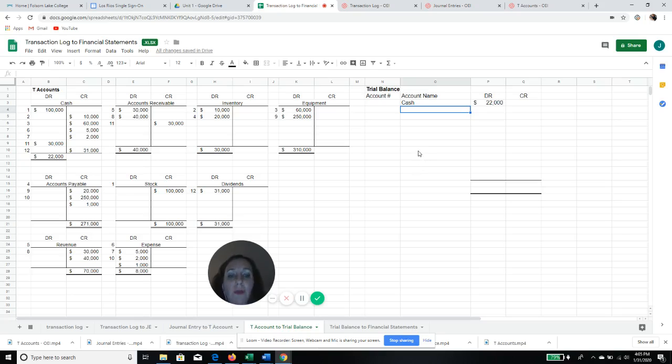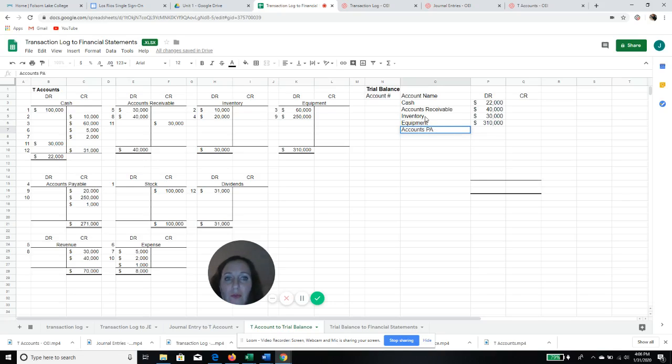Okay, so next we're going to do accounts receivable. Our accounts receivable has a debit balance of $40,000, so I'll just enter that right here. You can see our ending balance of $40,000, and I entered it right here. Next is inventory. Inventory has an ending debit balance of $30,000. Equipment has an ending debit balance of $310,000. So I finished my assets. Now I'm moving on to my liabilities.